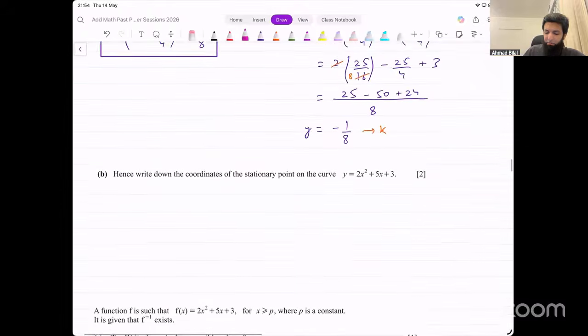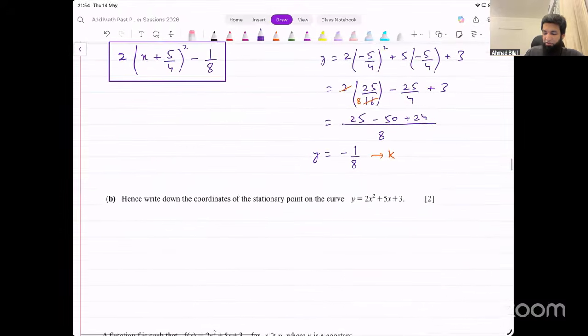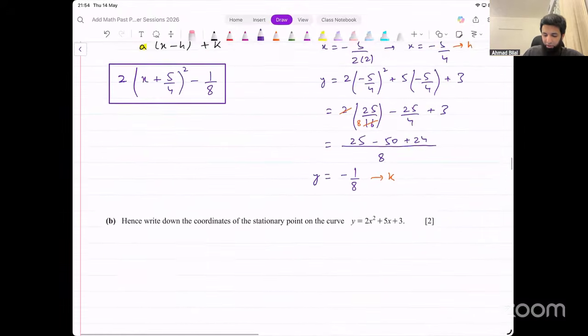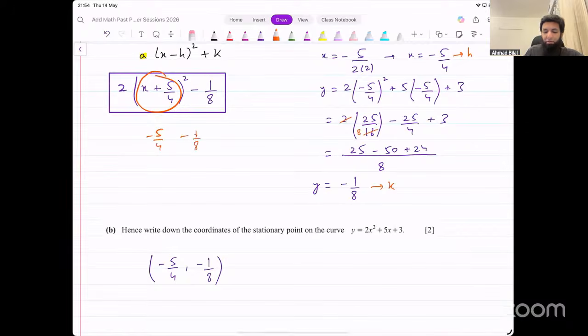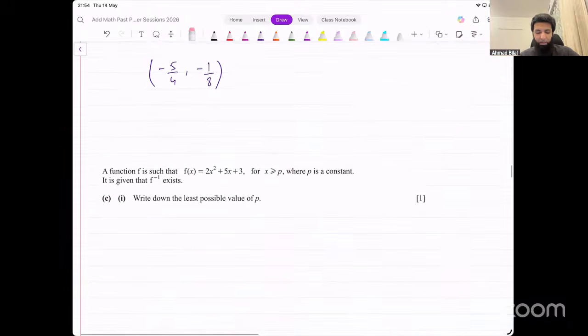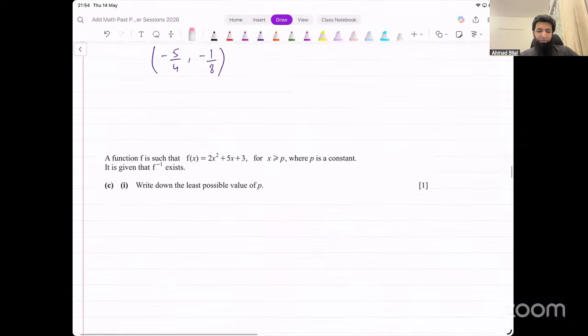In the second part, they want you to write down the coordinates of the turning point. We already have found that before. Just write that down. Minus 5 over 4, minus 1 over 8. If you had to find it from this, how do you do that? Whatever is inside the brackets, put that equal to 0, and that gives you minus 5 over 4. And the number outside, that's minus 1 over 8. These are the coordinates of the turning point. Okay, that's the second part. That's pretty straightforward. That was part B.